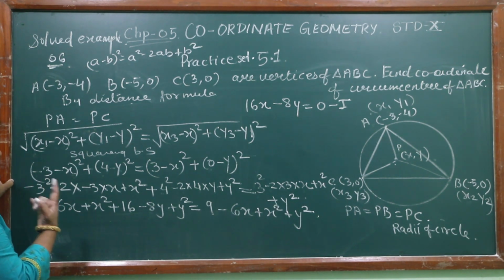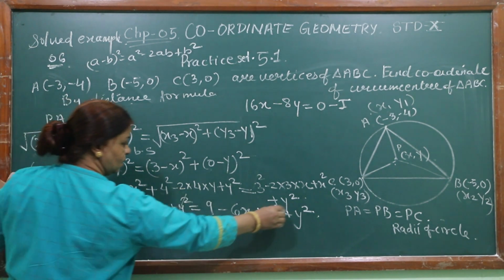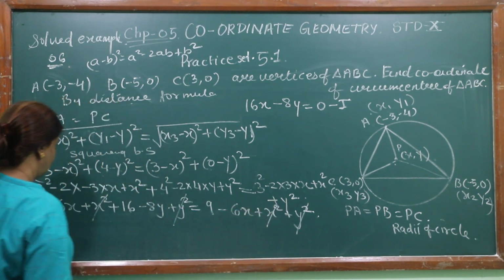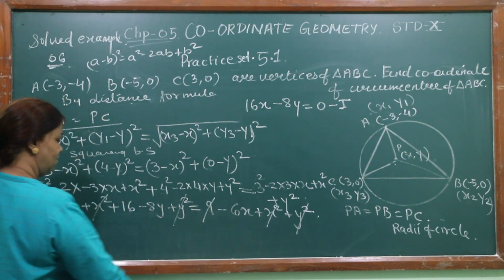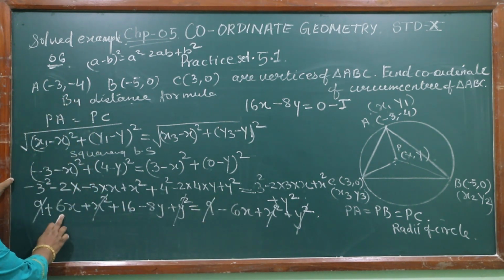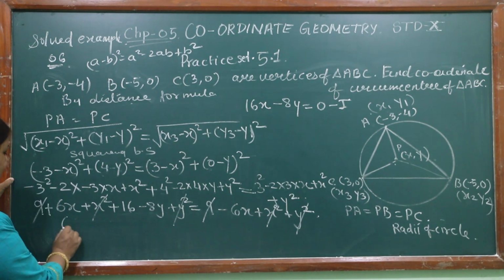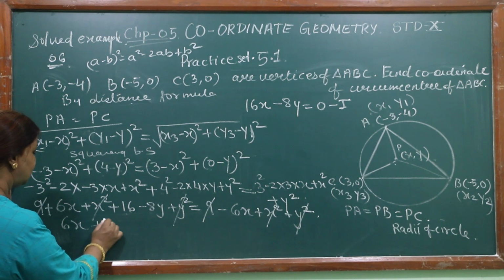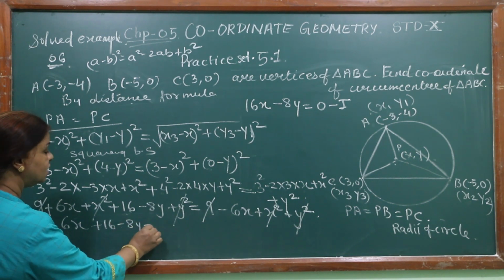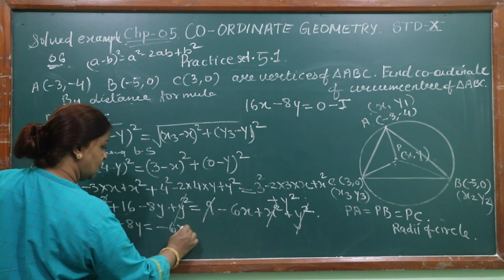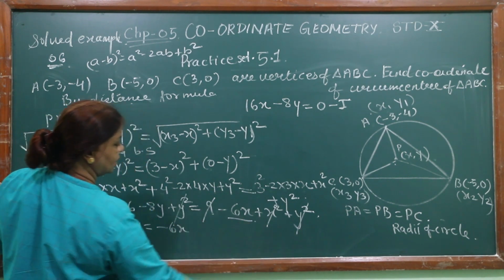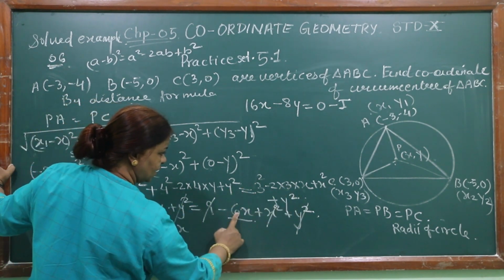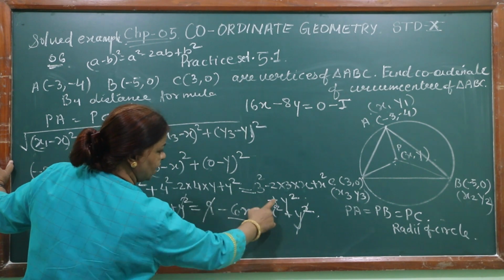Now children, see what can be cancelled here. Plus y square will go, plus x square will go, plus 9 will go. Left is what? 6x. Okay, let me write 6x, then plus 16 minus 8y is equal to minus 6x only.